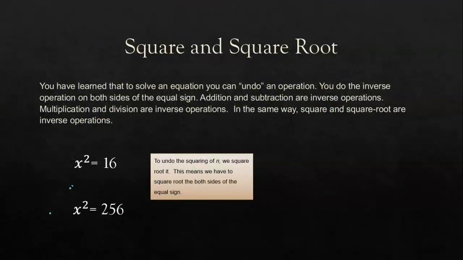Okay, now we're going to talk about squares and square roots. So we've learned to solve an equation by undoing an operation. So you have the inverse operation and we do it to both sides of the equal sign. So for addition, the opposite is subtraction, and for multiplication, the opposite is division. And in the same way, when we have something being squared, the square root is an opposite operation.